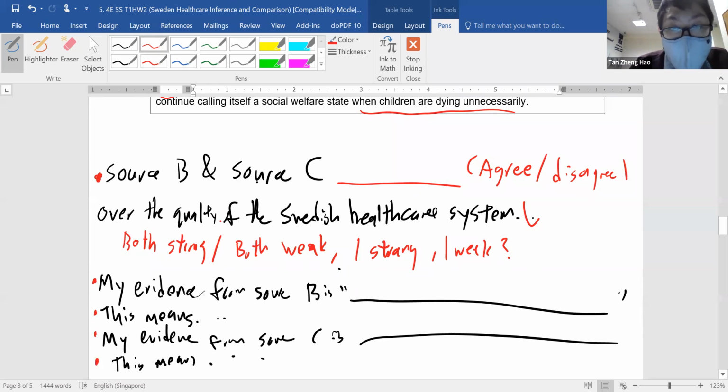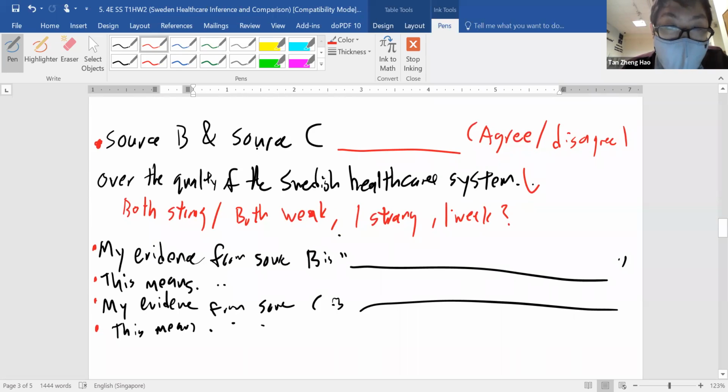I hope you at least attempt this one paragraph. If you have found an agree already, I encourage you to try to find a point which they disagree. If the first part you think they disagree already, I want to encourage you to find a point in which they agree on.